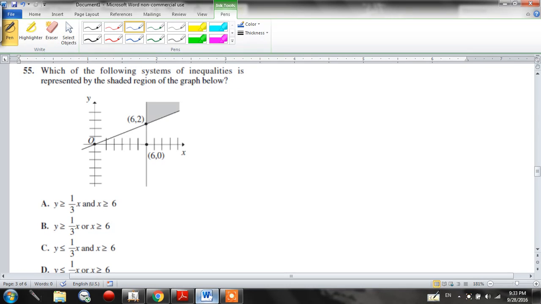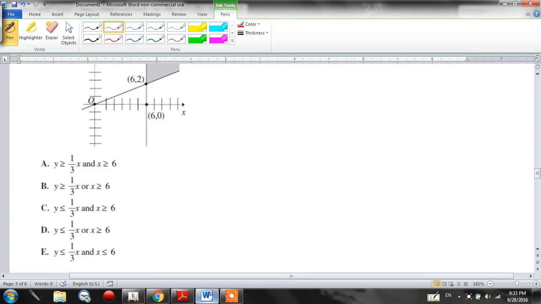Question number 55 says, which of the following system of inequalities represents the shaded region in the graph? Okay, so one is a line. Those two lines. Okay, it's a vertical line. This is easy. X is going to be this side, right? So x is going to be greater than or equal to 6. Alright, but most of these are, so just that knocks that one out.